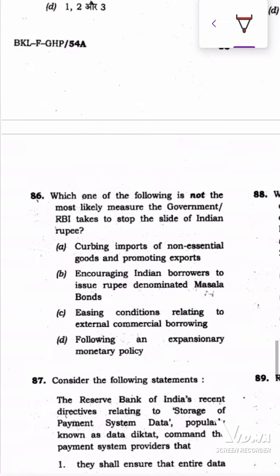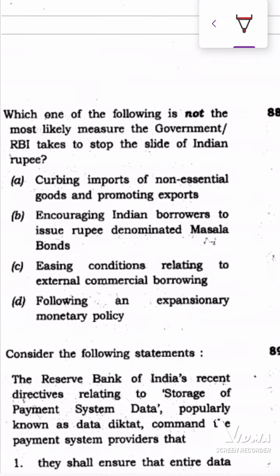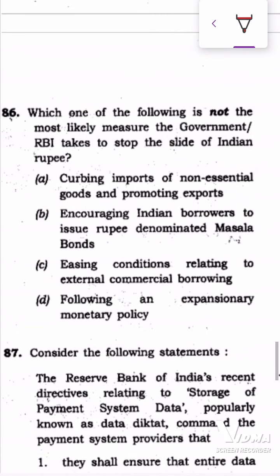Let's go to question number 86. Which one of the following is not the most likely measure the government or RBI takes to stop the slide of the Indian rupee? So these are the 4 options. Curbing imports of non-essential goods and promoting exports.